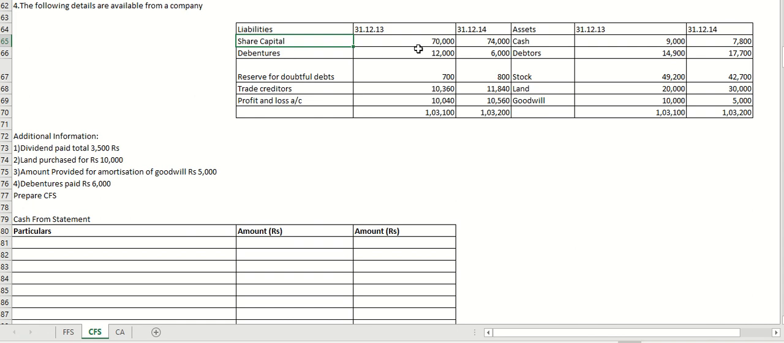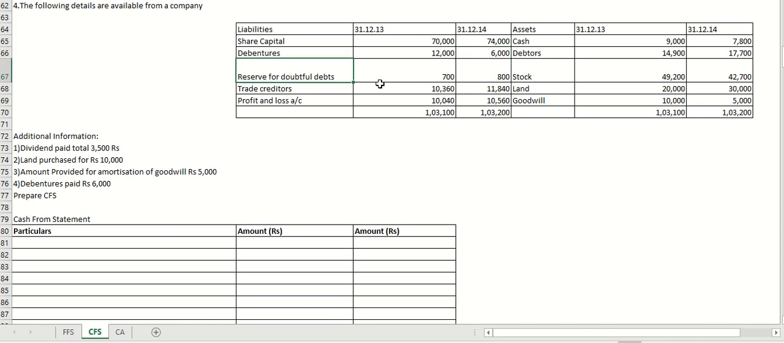Share capital comes under financing activities. Share capital has increased, which means you have issued shares. If it is an issue of shares, you will add it because there is an inflow of cash. Debentures, last year it is 12,000, the current year it is 6,000. It is reduced, which means debentures have been redeemed. So there is an outflow of cash, so you will minus it in your financing activity.